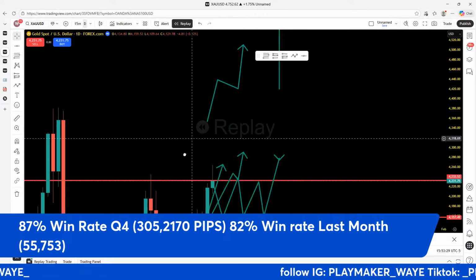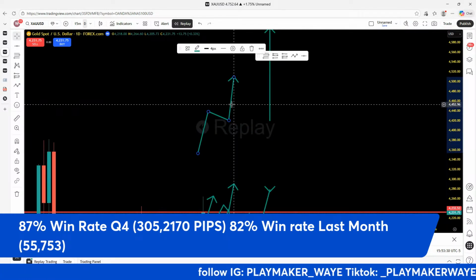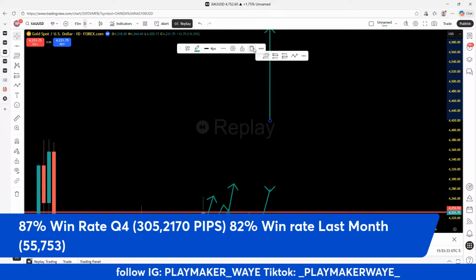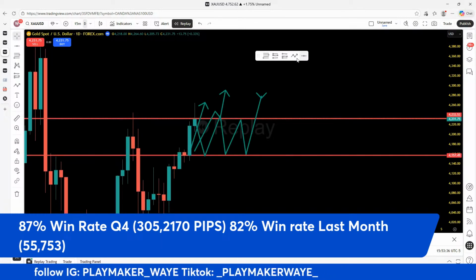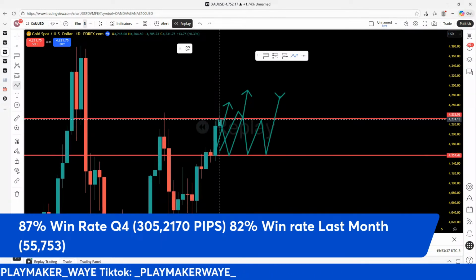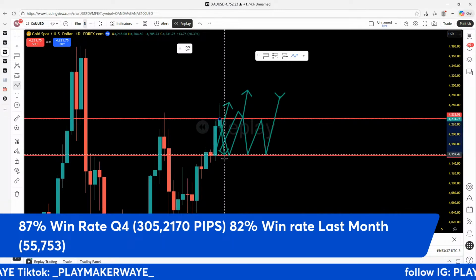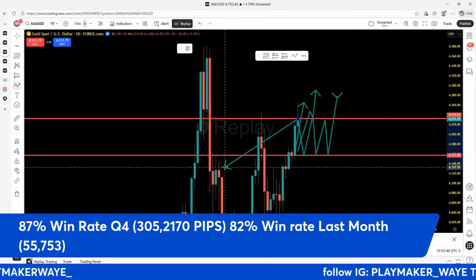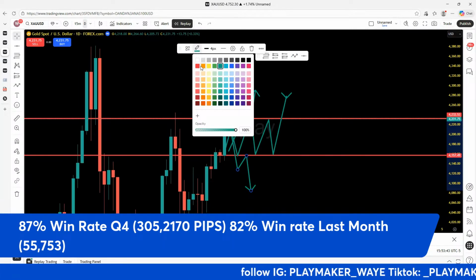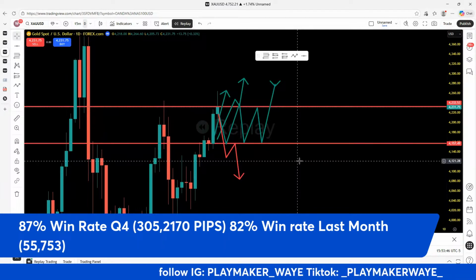The only way we would no longer look for buys and we would look for sells is if what, y'all? Is if we not only break this support level, but turn it into a resistance. Very, very simple, y'all.